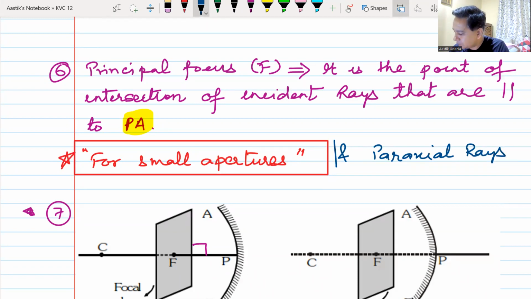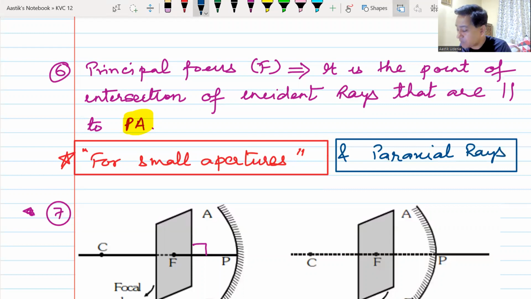Most of the questions that you are going to do will be on small apertures and paraxial rays. If the aperture becomes large, the rays may not pass through the principal focus and the focal length will not be R by 2. And if the angle of incidence also becomes large, they will not pass through the focus. They pass through a point. We will call this focus, but remember, it will not be R by 2. Do we understand this?